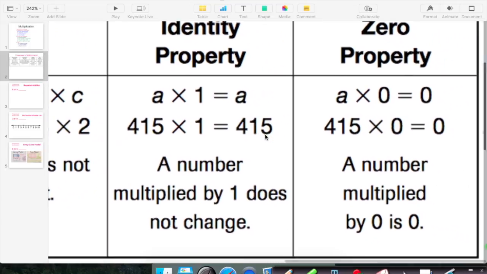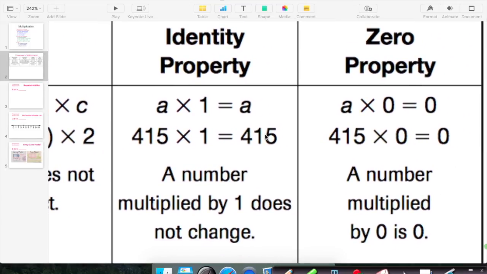And there's another property called the zero property, which simply states that any number multiplied by 0 is 0.